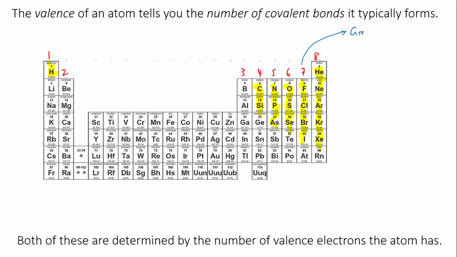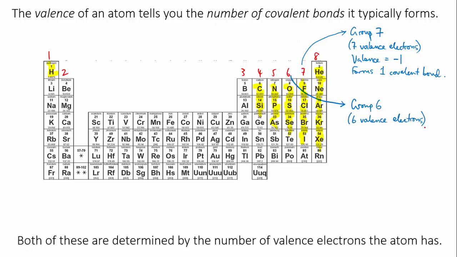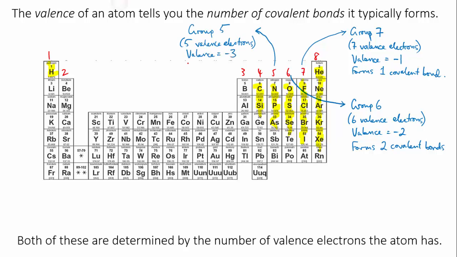Elements in group 7 have a valence of minus 1. That's because they have 7 valence electrons, which means they need to gain 1 electron to get a full outer shell. These elements typically form one covalent bond. Elements in group 6 have a valence of minus 2. They have 6 valence electrons, so they need to gain 2 electrons to get a full outer shell, to achieve a noble gas configuration. These elements typically form 2 covalent bonds. Likewise, elements in group 5 have a valence of minus 3 and form 3 bonds, and elements in group 4 have a valence of minus 4 and form 4 bonds.